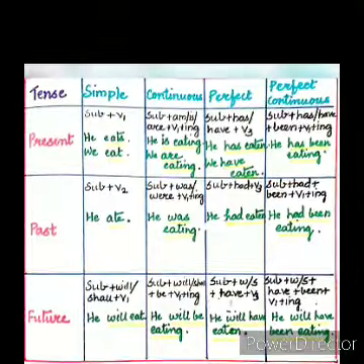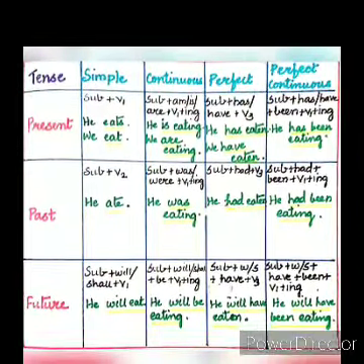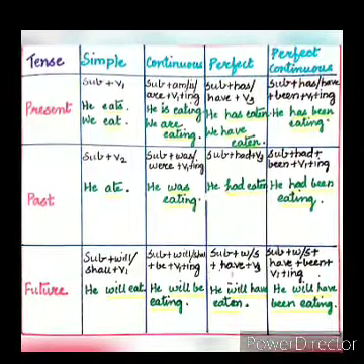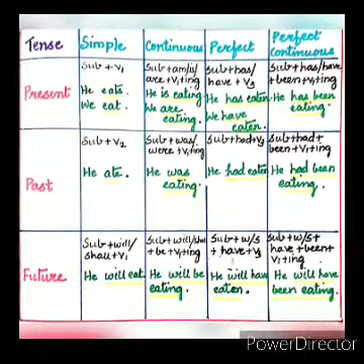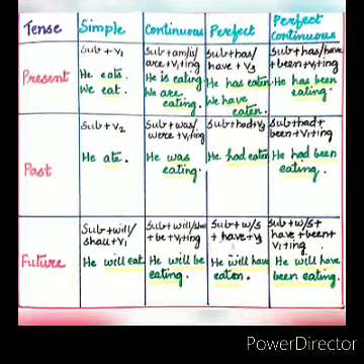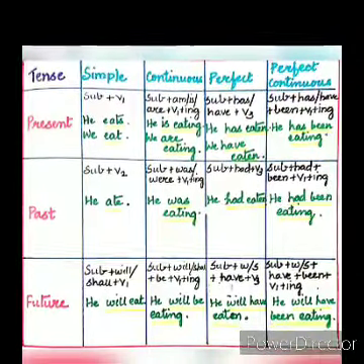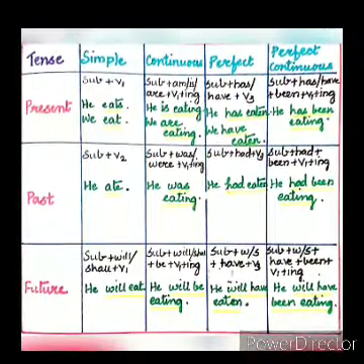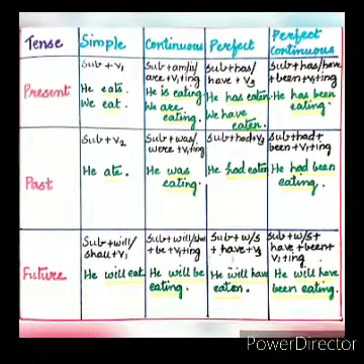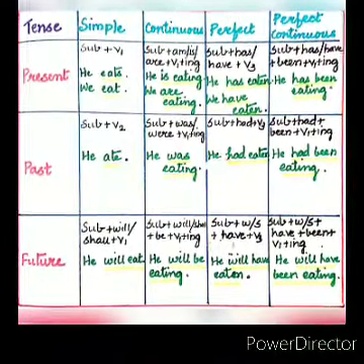Children, you should remember one thing, that continuous tense means using ing. Perfect tense means using has, have and had. And when you are using perfect continuous tense, has, have, had plus been plus ing must be used.